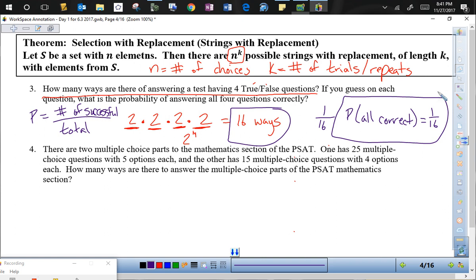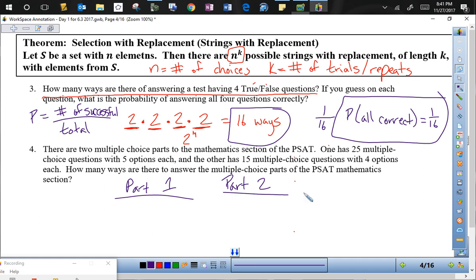The next one's very similar. It says there are 2 multiple choice parts to the mathematics section of the PSAT. One has 25 multiple choice questions with 5 options each, and the other has 15 multiple choice questions with 4 options each. How many ways are there to answer the multiple choice parts of the PSAT mathematics section? So we've got 2 different parts here. We're going to look at them separately, part 1 and part 2.